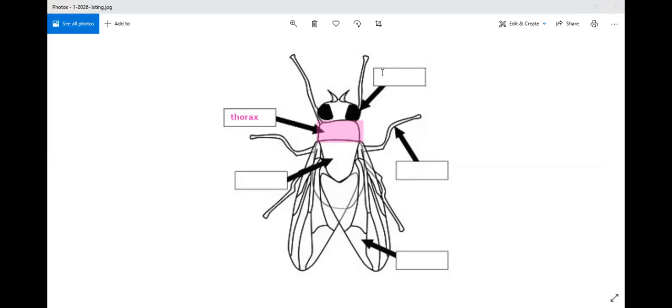Mahdi, what is this? Leg. Leg. Bravo Mahdi. This is the leg.